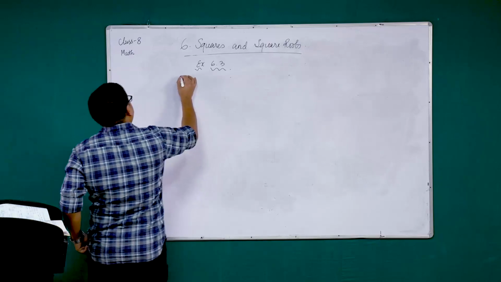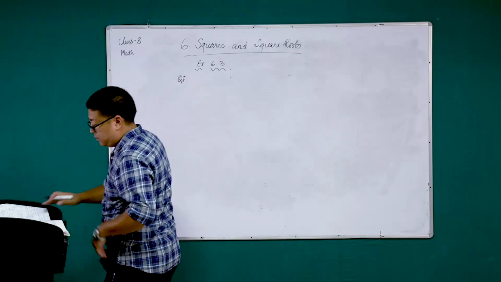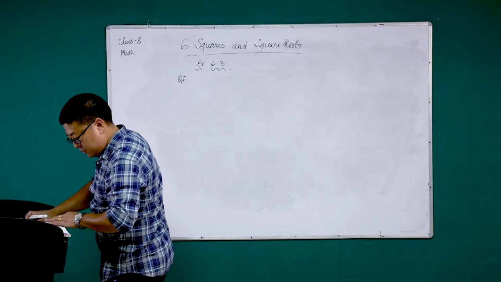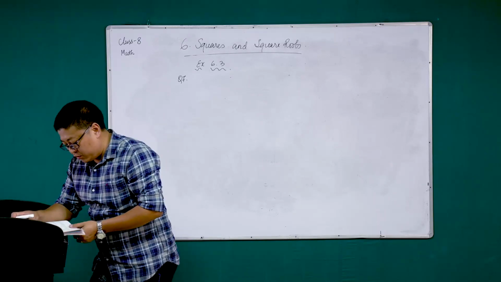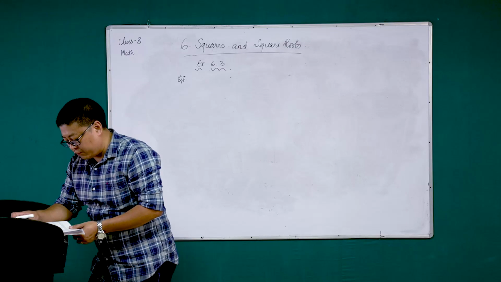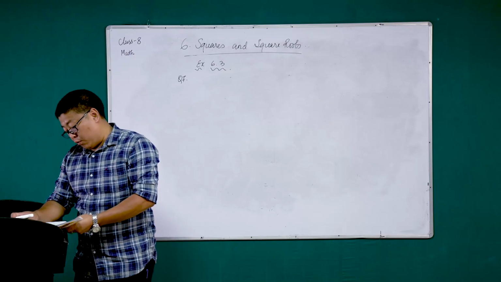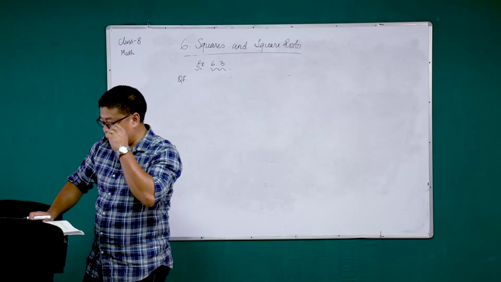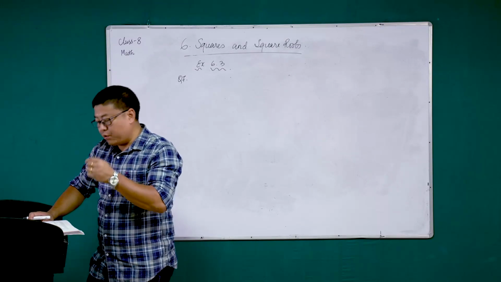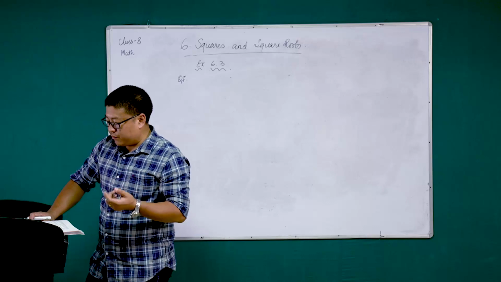Question number 7. Let's read the question together. The students of class 8 of a school donated rupees 2,401 in all for Prime Minister's National Relief Fund. Each student donated as many rupees as the number of students in the class. Find the number of students in the class.